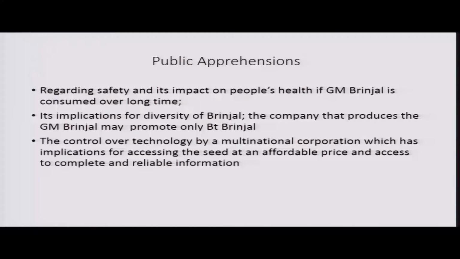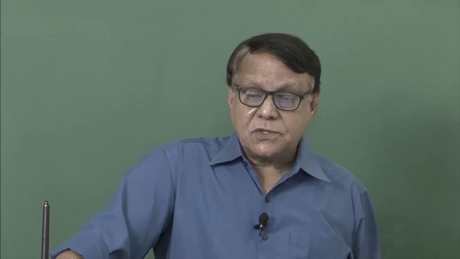The third one was control over technology by a multinational corporation. As I said, Monsanto company has a proprietary right over Bt gene, and this right is protected by law, because they have a patent on the Bt gene. So it's protected by law. Nobody can copy it, nobody can use the technology without permission from the company or paying money to the company.